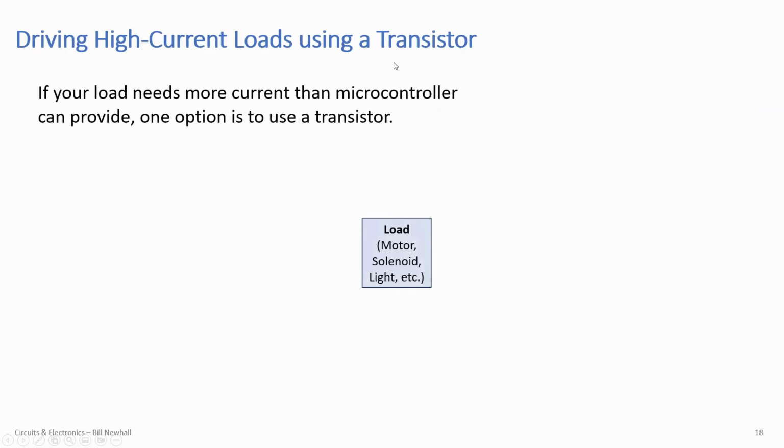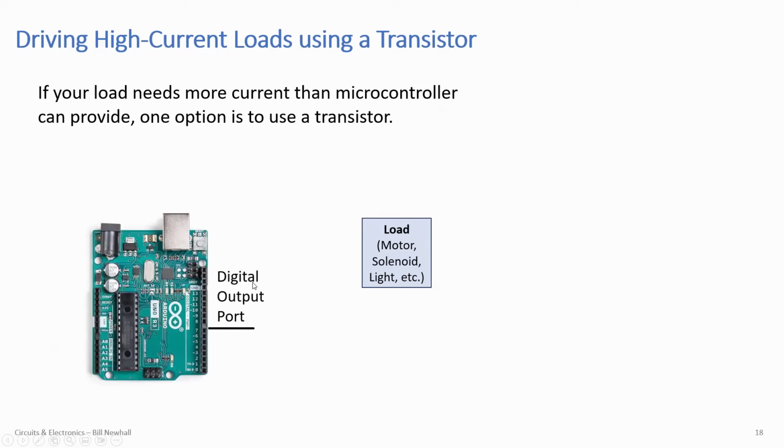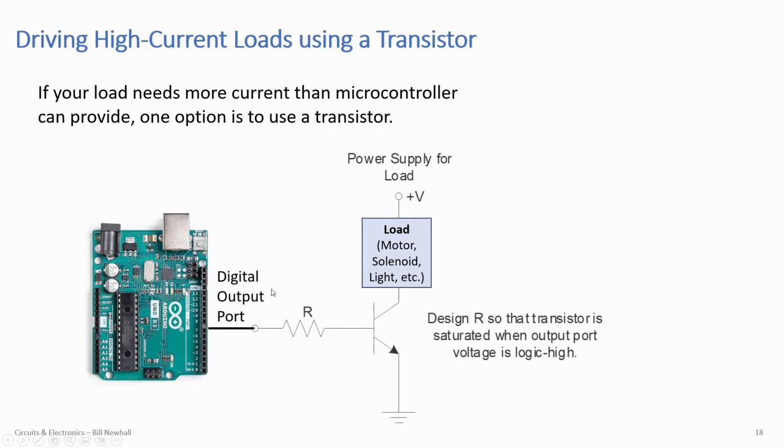So if your load needs more current than a microcontroller can provide, one option is to use a transistor, just like we talked about many lectures ago in this class. So let's suppose you have a load. It's like a motor, a solenoid, a light, an actuator, something maybe mechanical that takes more current than just a few milliamps. And you have this microcontroller that can only output a few milliamps, maybe up to 20. So what you could do to control that load is use a transistor, like we talked about in the semiconductors section of this course. You'd use a resistor whose value would be chosen such that this transistor would saturate and allow the current to flow through that load.